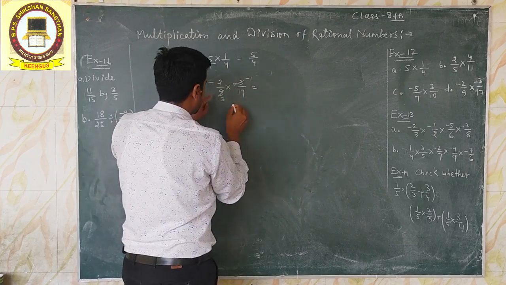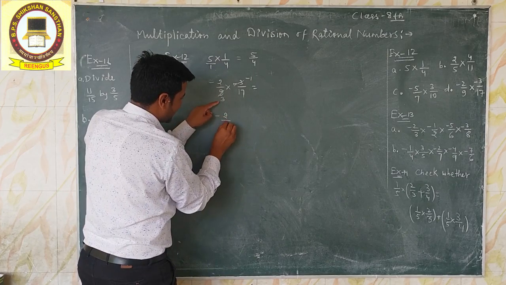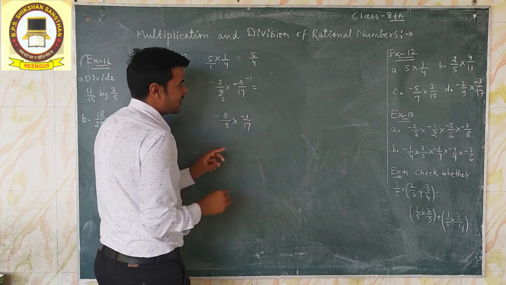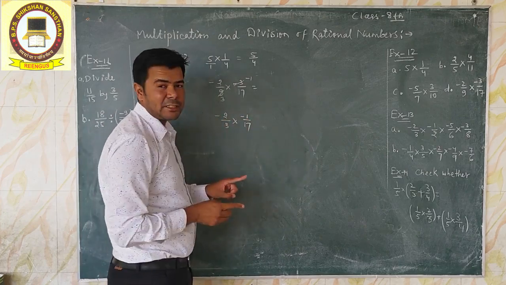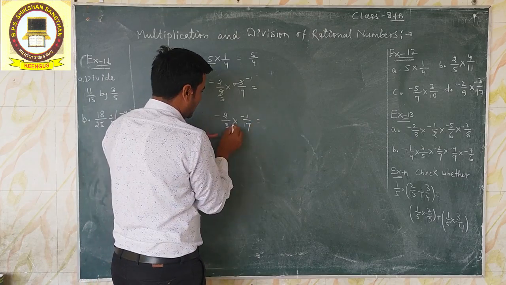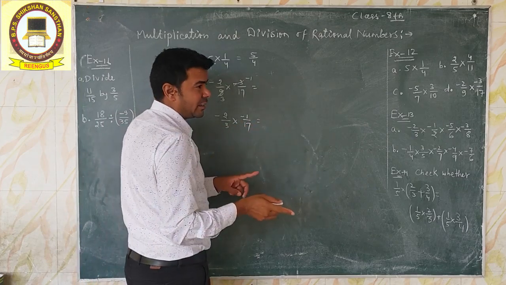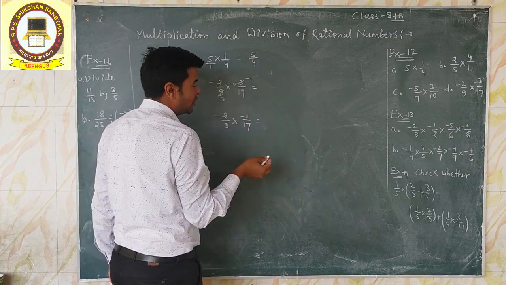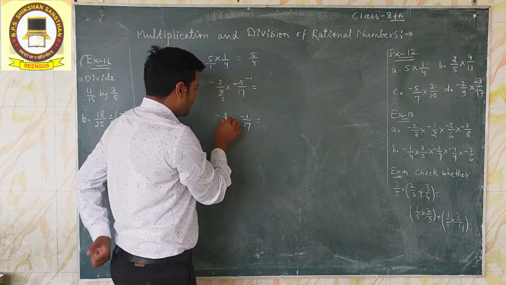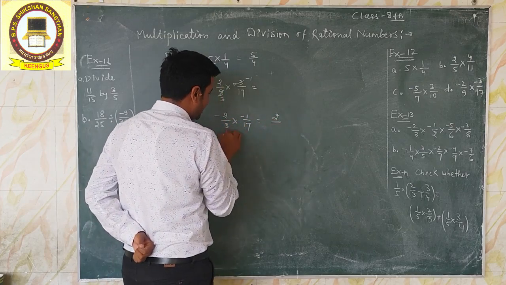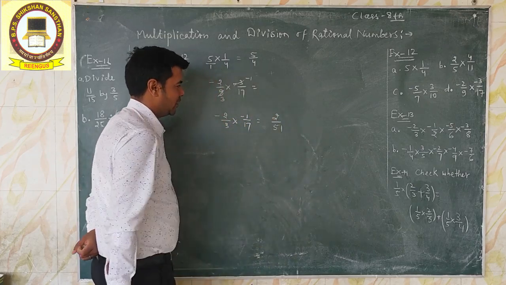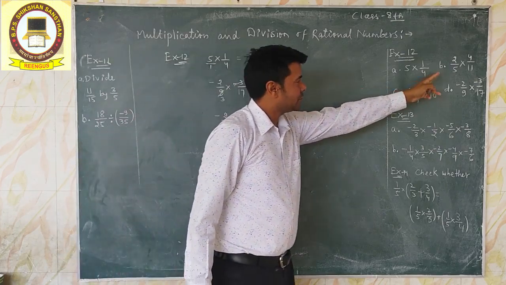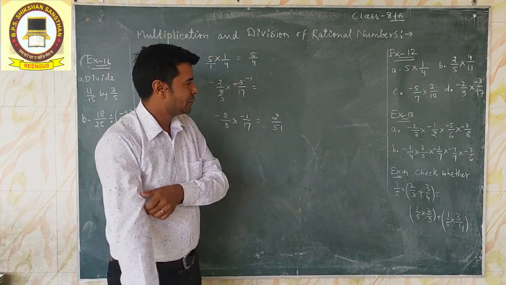Now what we have is minus 2 upon 3 multiplied by minus 1 upon 17. Now this minus and this minus become plus. Minus into minus is plus, so the value we get will be positive. We do not need to write plus all the time. 2 into 1 is 2, 17 into 3 is 51. Simple. The remaining two are for your practice.